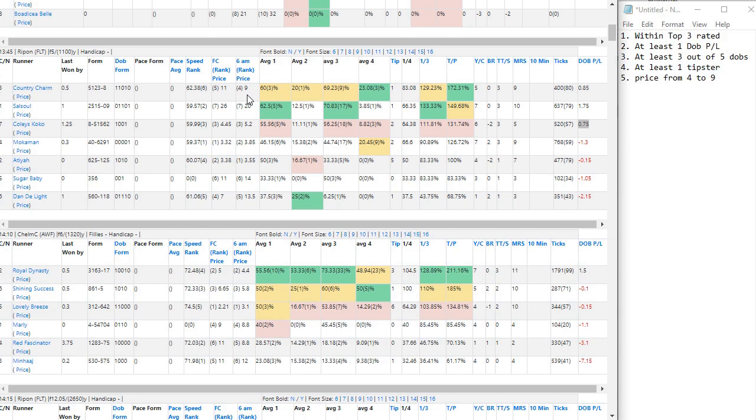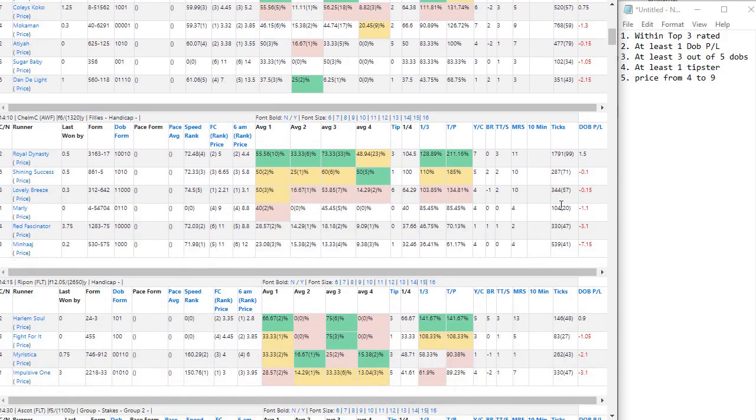But generally, an outsider is an outsider. And especially if you go in play, it's got to do something special for that price to drop. Otherwise, it's just going to start going out and out and out. You can try it if you want, but I tend to stick mainly between the 4 and the 9. That tends to be my go-to area, if you like. So this one, Country Charm, apart from the DOB-PL being a little bit low, is a selection I might take on. Okay, so that just gives you an idea. If we come down to this next race, this is how it will tend to go during the day.